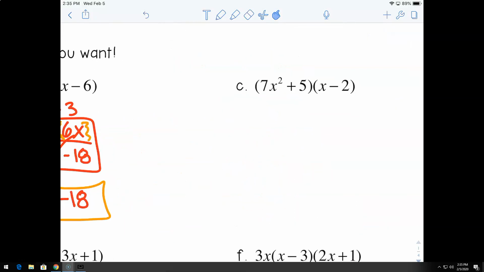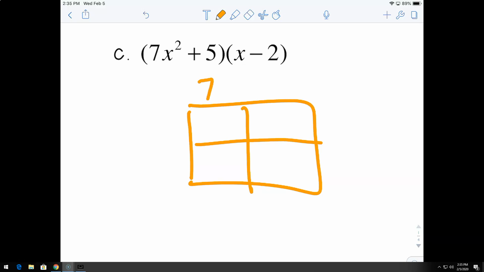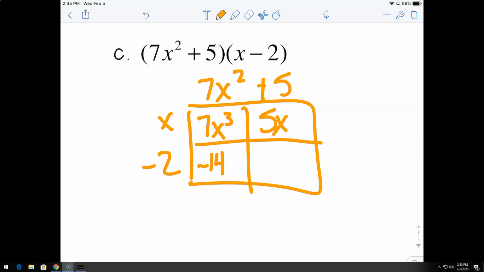Okay, so next one over. I'm going to create a box. I'm going to write my top with the first parenthesis. I'm going to write my side with the second parenthesis. I get 7x cubed. 5 times x makes 5x. 7 times negative 2 makes negative 14x squared. Negative 2 times a positive 5 makes a negative 10.